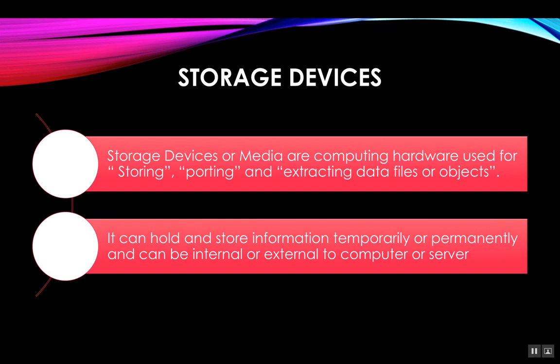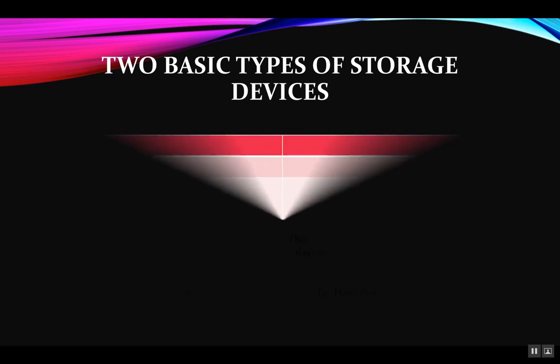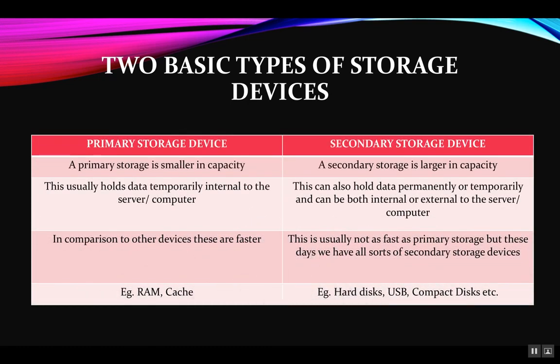Storage devices are mainly of two types, because there was some storage that was internal to the system and there was some external to the system. Some was large, some was small. So we decided to divide these into two things so that it's easy for people to differentiate. So there are primary storage devices and there are secondary storage devices.